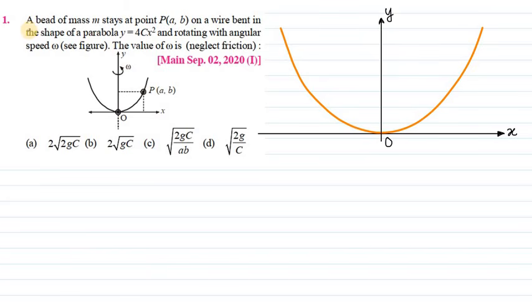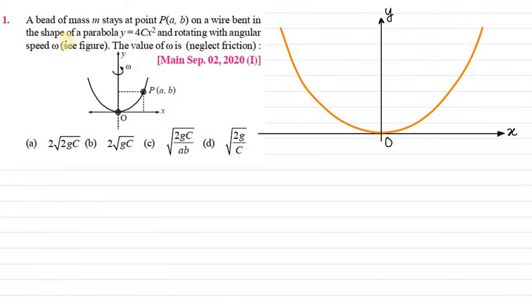Hi students, this is a question from the Circular Motion chapter from JEE Main 2020. A bead of mass m stays at point (a, b) on a wire bent in the shape of a parabola y = 4cx² and rotating with angular speed omega. The value of omega is.